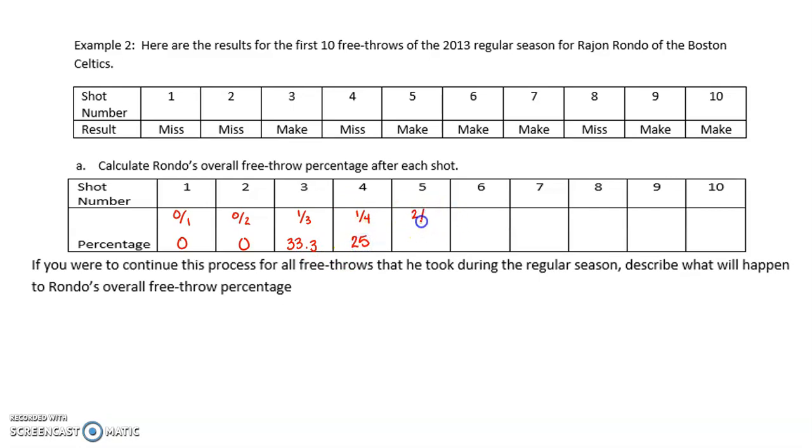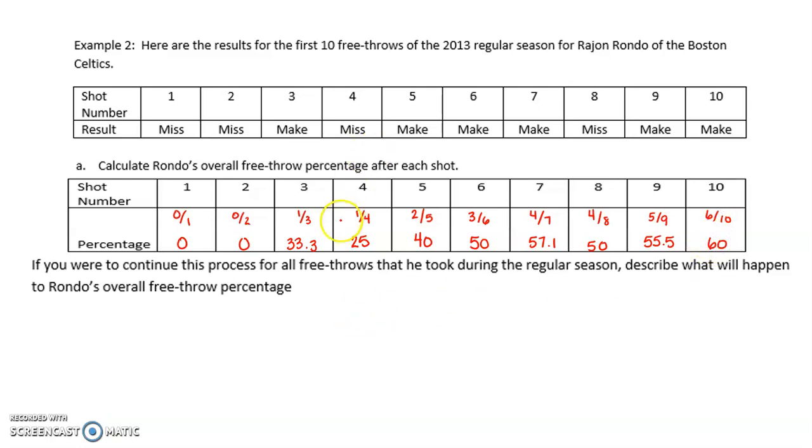Another make, 2 out of 5, which is 40%. Another make, which would be 3 out of 6, or 50%. Another make is 4 out of 7, or 57.1%. Another miss is 4 out of 8, which is 50%. We have another make, 5 out of 9, 55.5%, and then another make, which is 6 out of 10, or 60%.